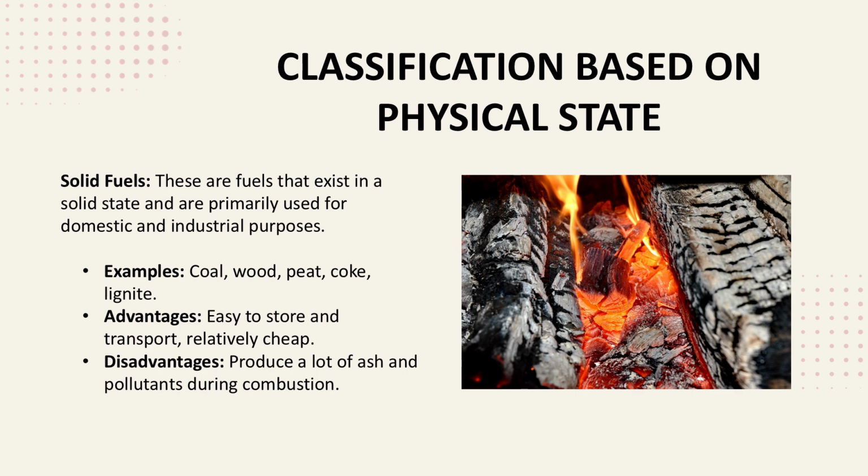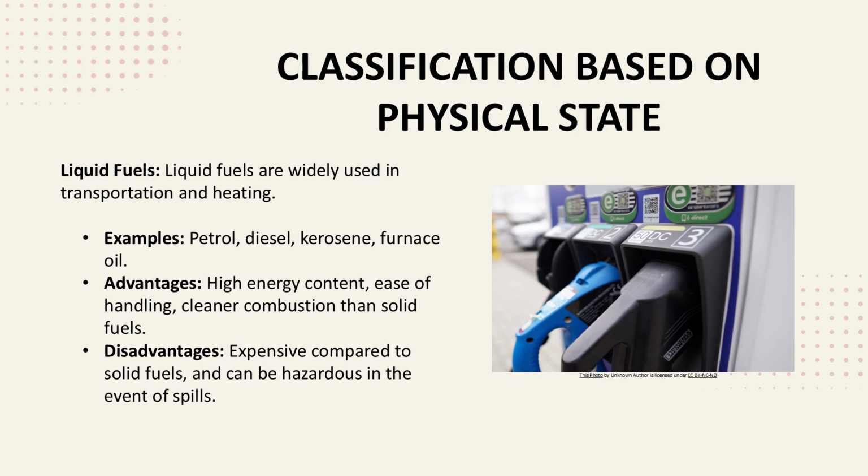First, we have solid fuels, which are commonly used for domestic and industrial purposes. Examples of solid fuels include coal, wood, peat, coke, and lignite. Advantages of solid fuels include their ease of storage and transport, as well as their relatively low cost. However, they also have disadvantages, such as producing a significant amount of ash and pollutants during combustion, which can have negative environmental impacts.